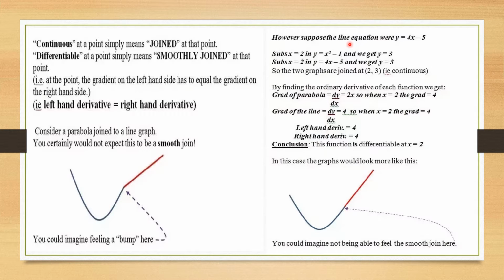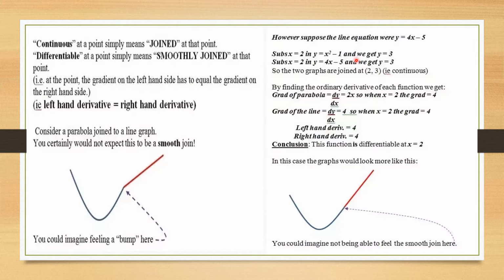Now, suppose alongside this figure there is a line y equal to 4x minus 5. Let us substitute x equal to 2 in y equal to x square minus 1. What is the value? You will get 4 minus 1, that is 3. And x equal to 2 in the line, what will you get? It is also 3. So there are two different curves, and you know that the two will join at the point (2, 3).